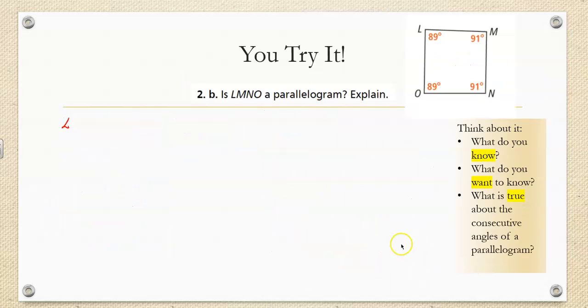Here's another one to try. See if you can explain why this is or is not a parallelogram.